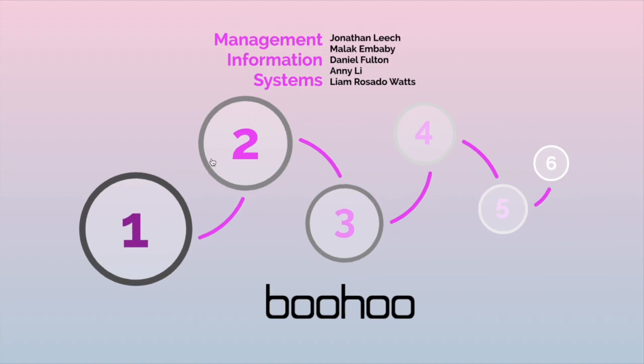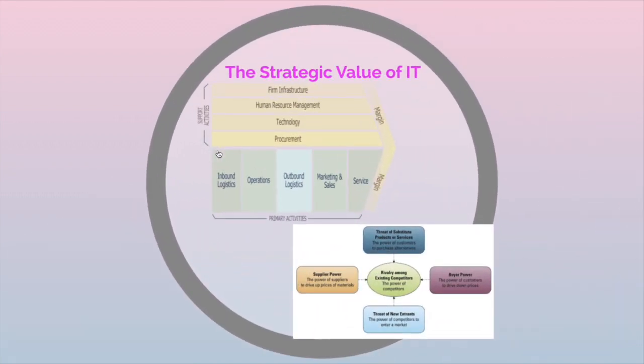The strategic value of IT to Boohoo can be helped by using Porter's value chain analysis. This is a tool that analyses Boohoo's internal activities, recognising ones which are most valuable to its cost or differentiation strategies, and ones that could be improved to provide competitive advantage in order to increase its margins.